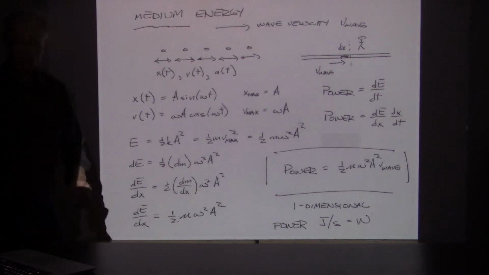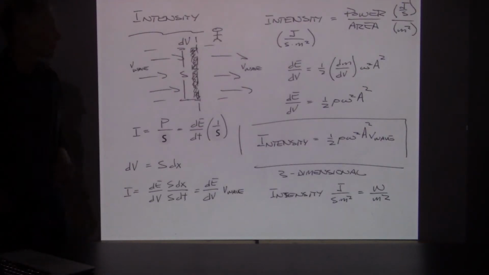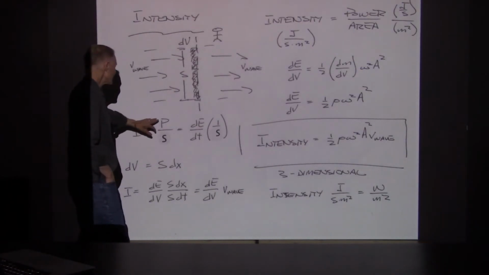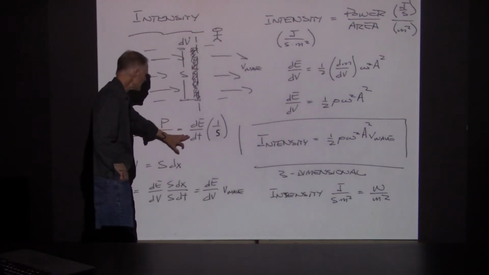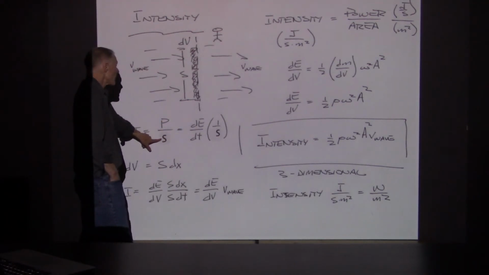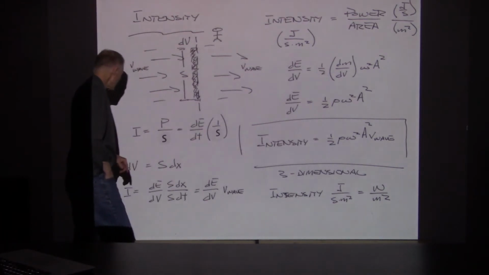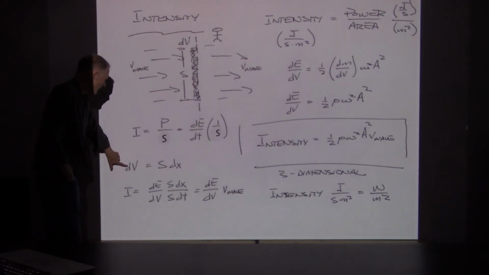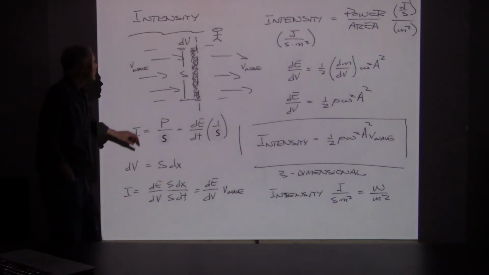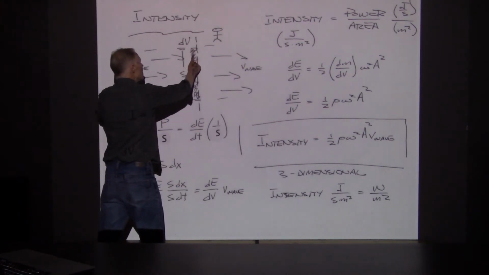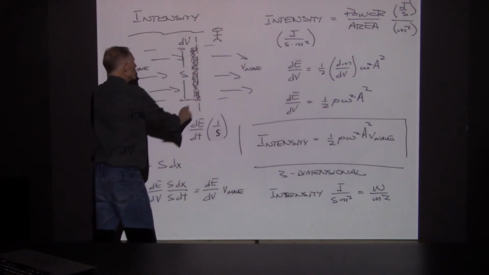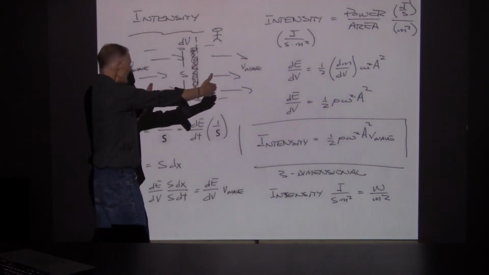Okay. And that's the one-dimensional case. Here is three dimensions. So we can take the power. Now, the power was dE dt, and if I divide through by the area, that's 1 over S. And then I've got to find out what dV is. So dV is this much volume.